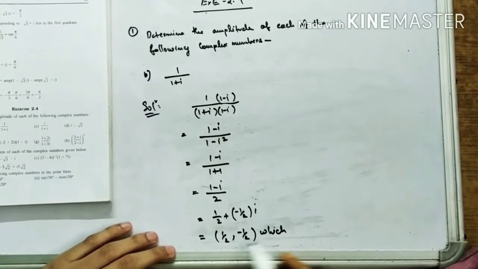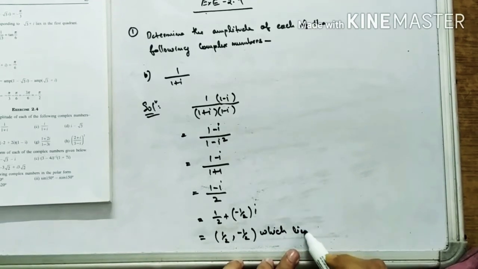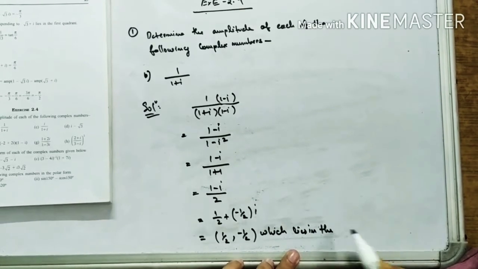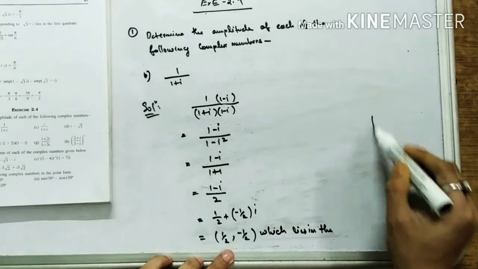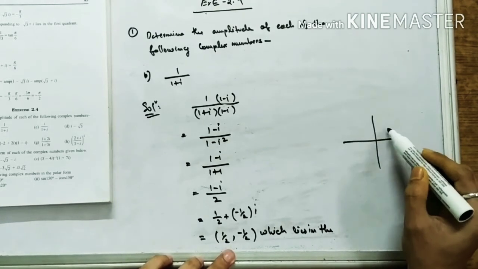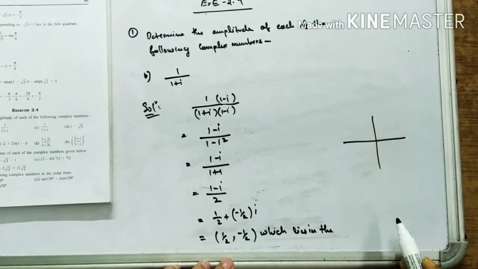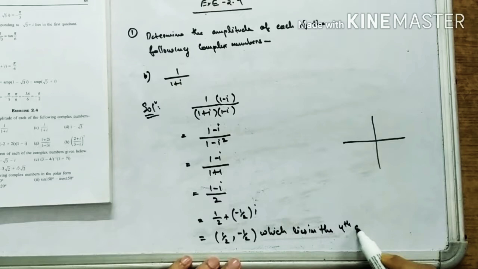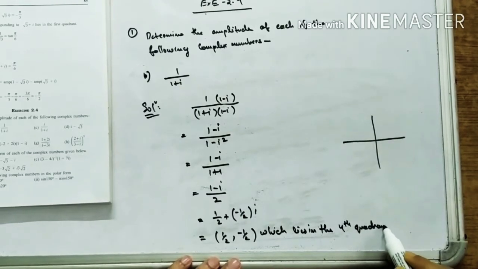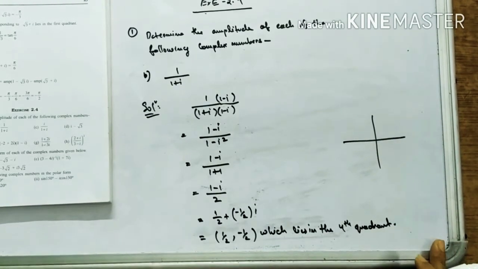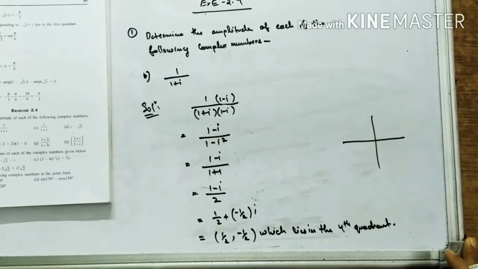So this point, which quadrant does it lie in? X-axis positive, y-axis negative. It lies in the fourth quadrant. Yes, it lies in the fourth quadrant. Okay, which lies in the fourth quadrant.